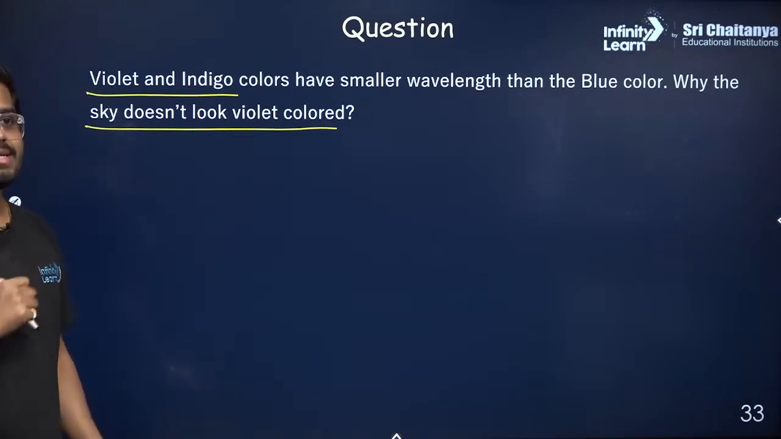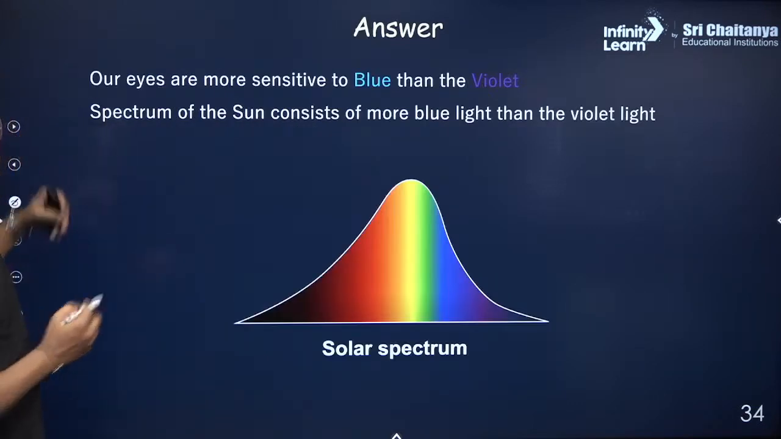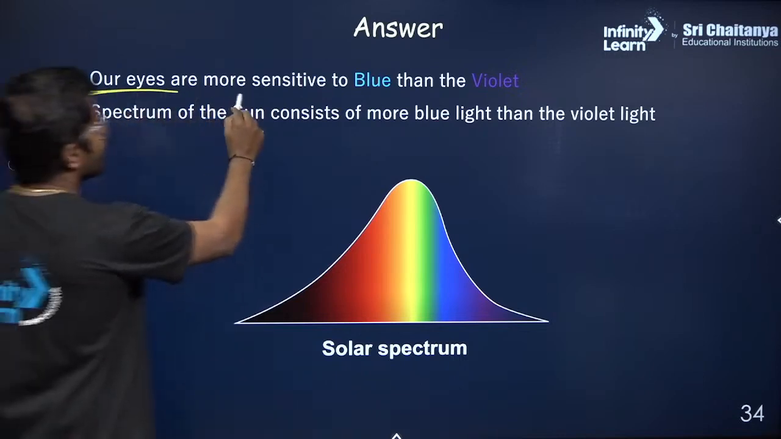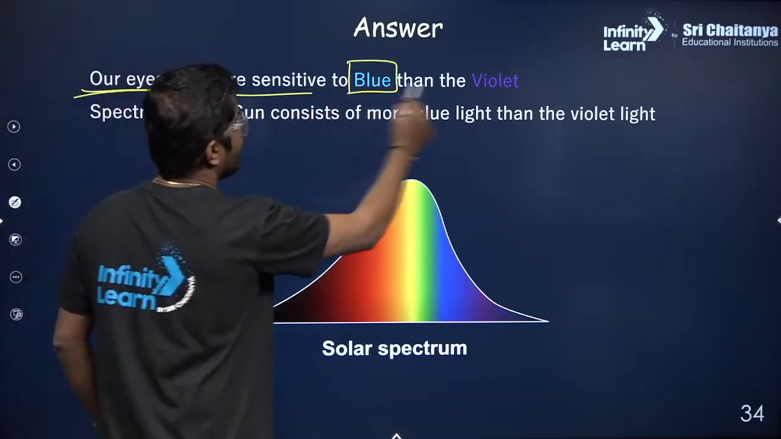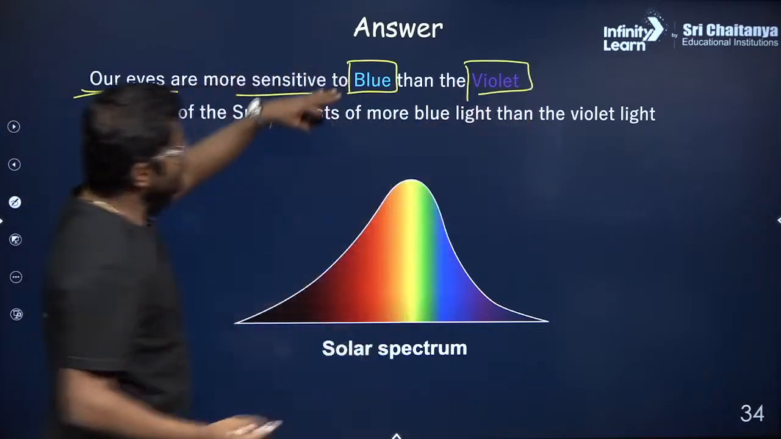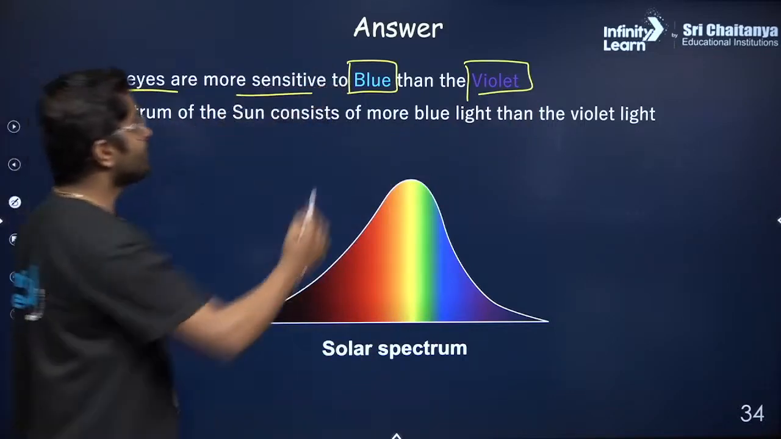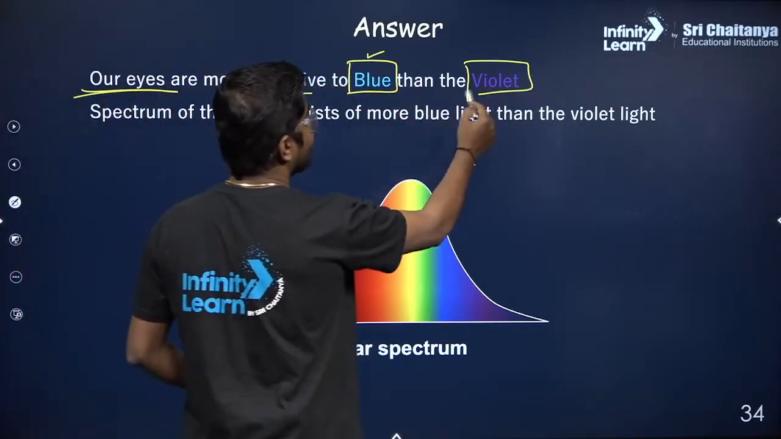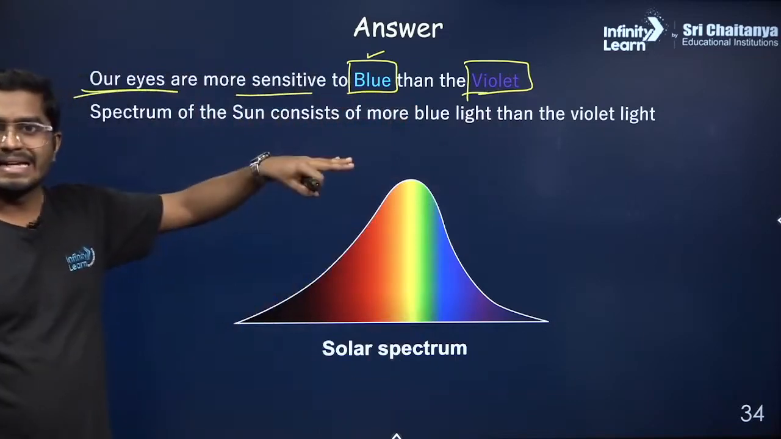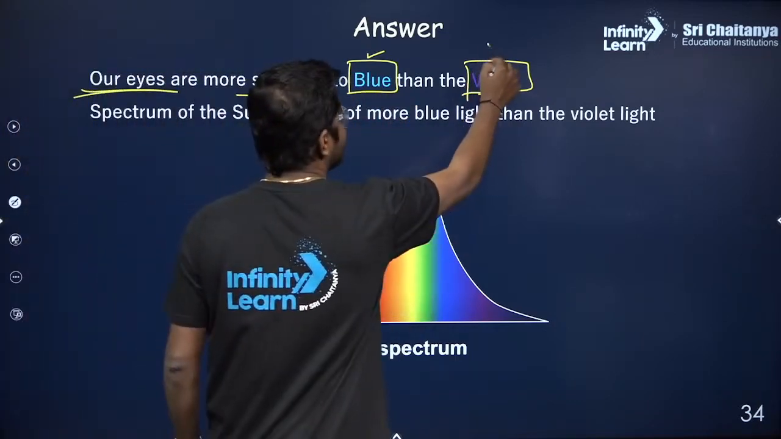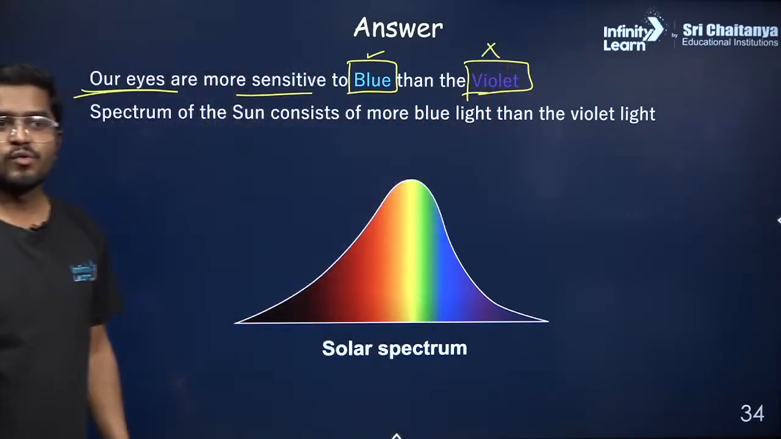Okay, there are two reasons for it. First reason, our eyes are sensitive to blue color and violet color. Can you see blue color easily? Yes, we can see the blue color easily. Is the violet color visible clearly? No. Our eyes are not sensitive to this violet color.